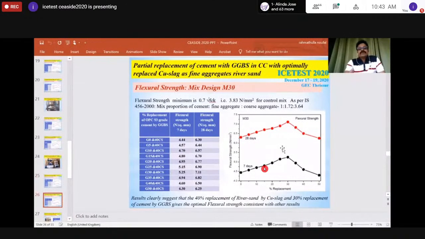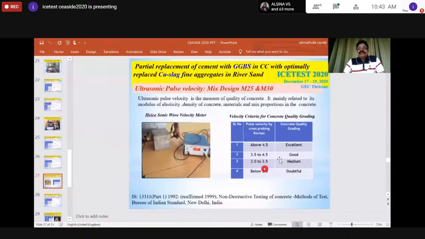For M30 also, same thing, same replacement. The mix ratio is different, but the procedure is the same as the previous one. You can also see the 7 days and 28 days curing of the beam. For 30%, we get the maximum value in this case. So at 30% we get the maximum strength in all three cases: compression testing, split tensile strength, and flexural testing.